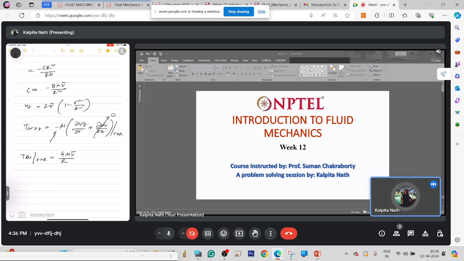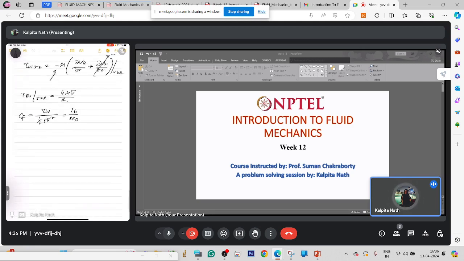Now the coefficient of friction, if we find out, tau w upon 1 by 2 rho v bar square is equal to 16 upon Reynolds number. This we will find out, this is the Fanning friction coefficient.